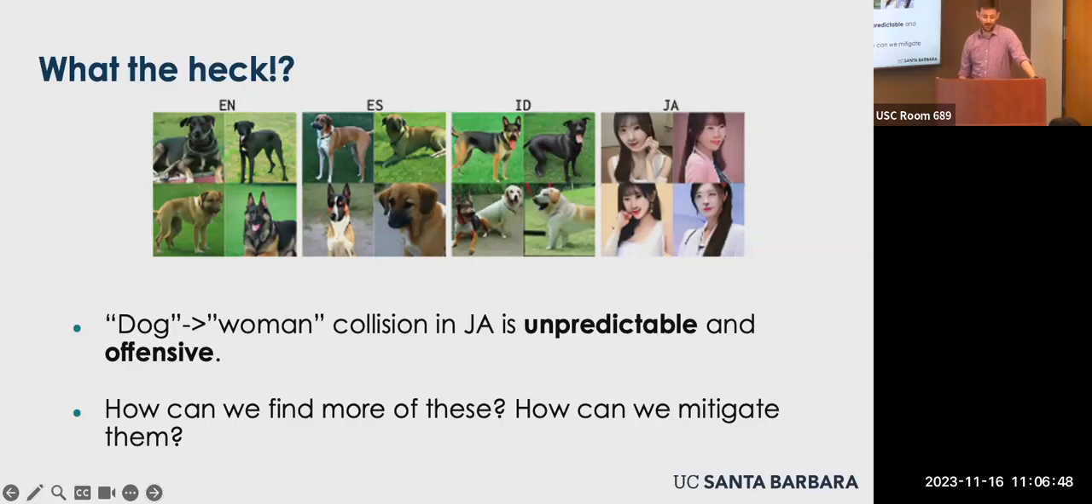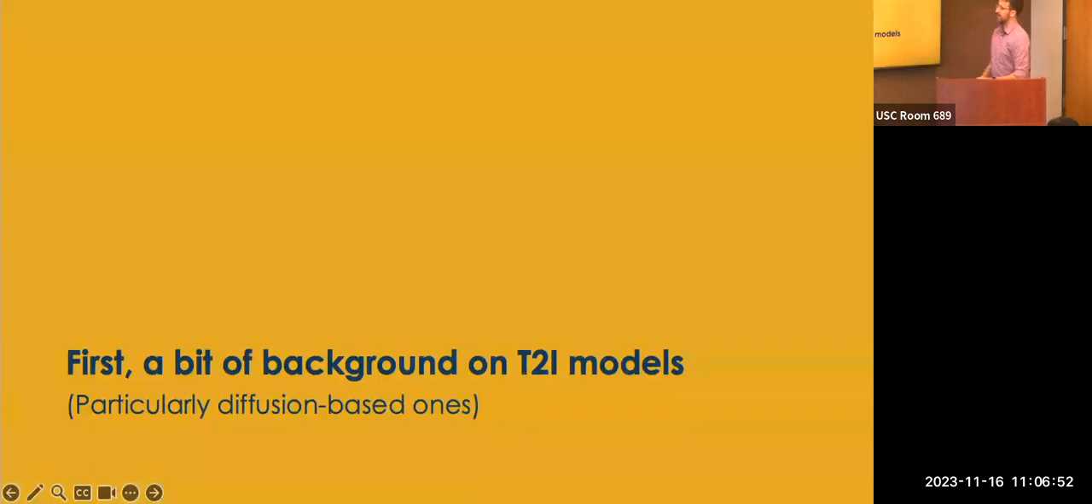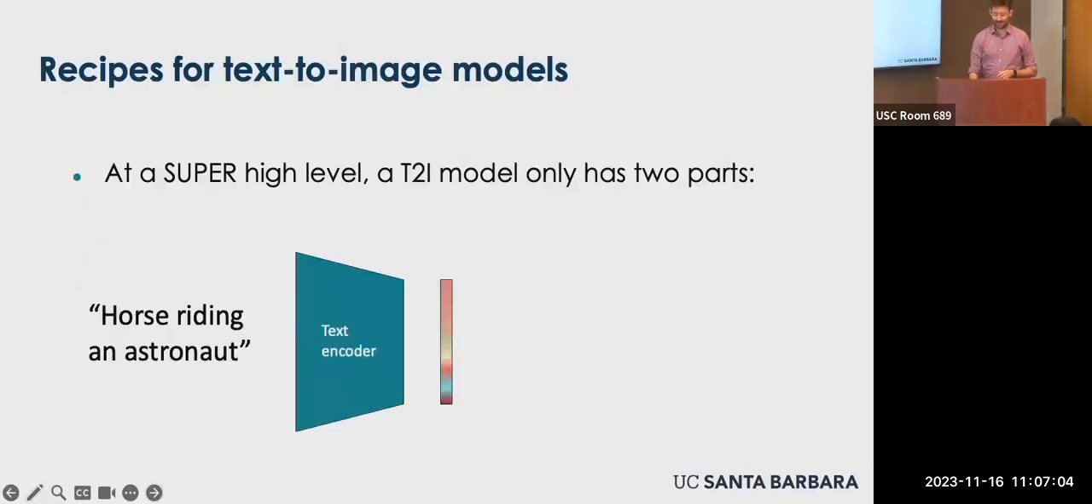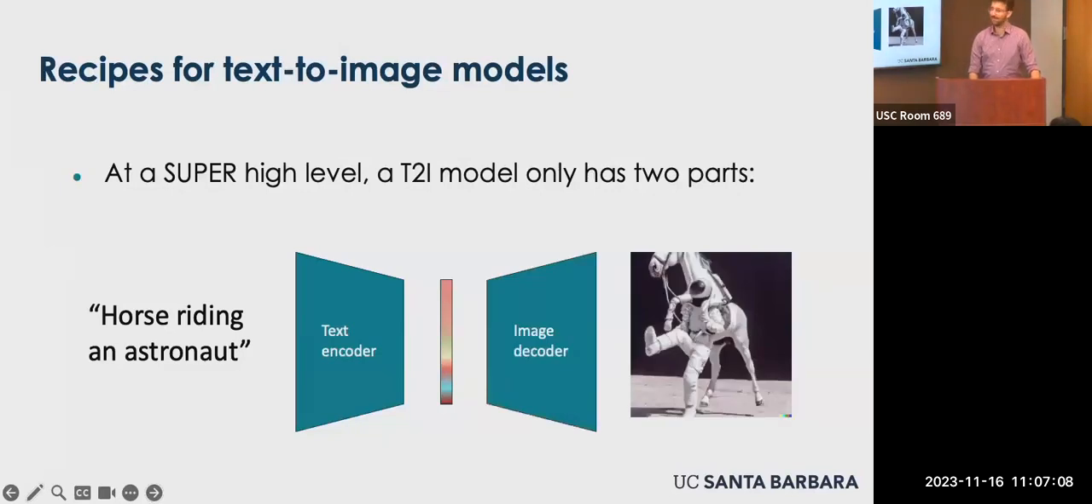So I was like, how can I, with minimal assumptions, find more of these outputs? So first, I'm going to put you guys in my mindset of philosophy for thinking about T2I models by talking about, at a really high level, what's going on here. Apologies for this being kind of basic, but there are two things in a text and image model. You have a text encoder, and then you have an image decoder.